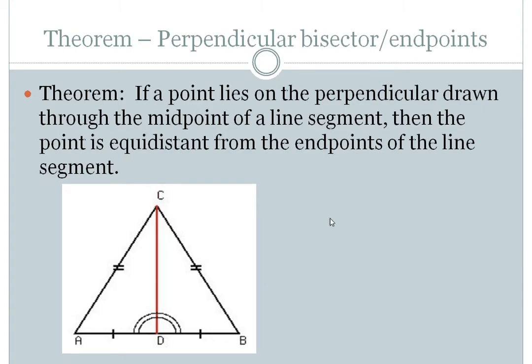We will be discussing the perpendicular bisector's endpoints theorem. The theorem states this: if a point lies on the perpendicular drawn through the midpoint of a line segment, then the point is equidistant from the endpoints of the line segment.